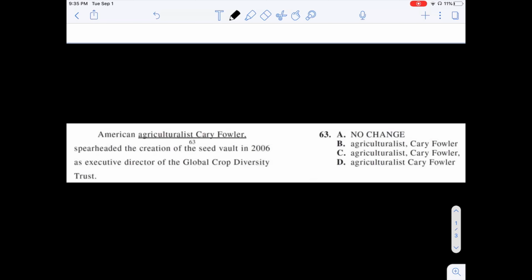So talking about titles, this just means anything you have describing a person that you're talking about, such as we have right here. So "American agriculturalist Carrie Fowler." That whole thing is its own noun. American agriculturalist Carrie Fowler, in the same sense that President Barack Obama, that's its own individual thing. So if I said "President Barack Obama spearheaded the creation of the seed vault," it becomes a little bit more clear that you don't need this comma after Carrie Fowler.